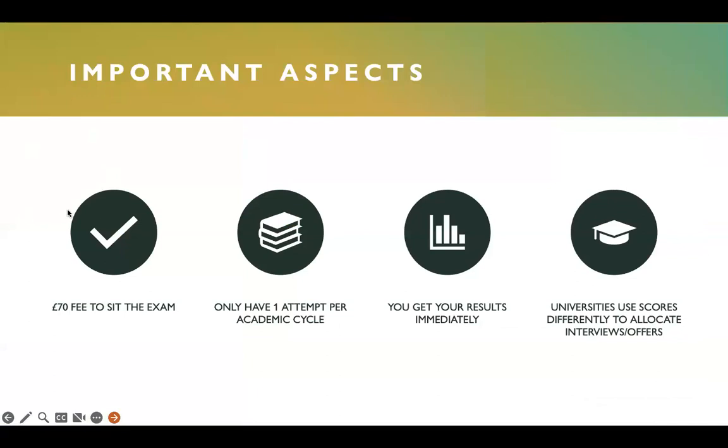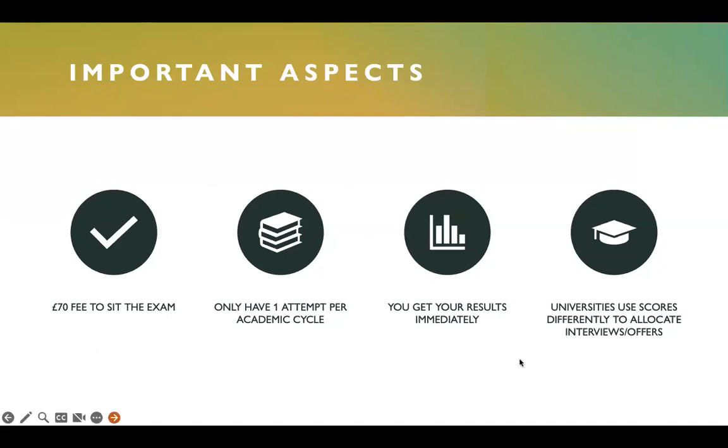Okay, some important things. It does cost money to sit the exam, so it's a £70 fee. I'm not sure if this has changed, so please have a look at the UCAT website just to make sure you know how much it costs to sit the exam. For each academic cycle, you only are able to have one attempt at this exam. So if you're applying for entry in 2024, then this summer is the only sitting. That's the only chance you can get, and whatever score you get, that's what you have to apply with. You don't get to resit it before your 2024 entry.